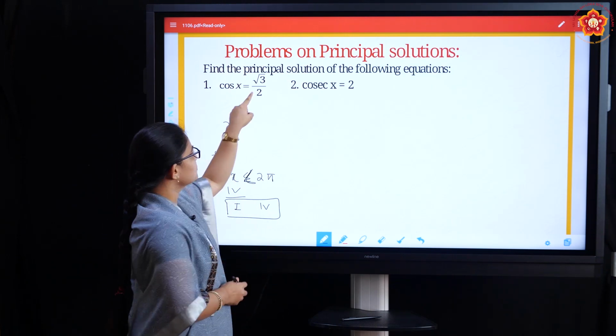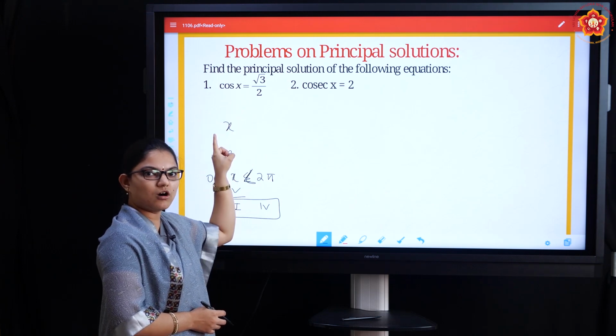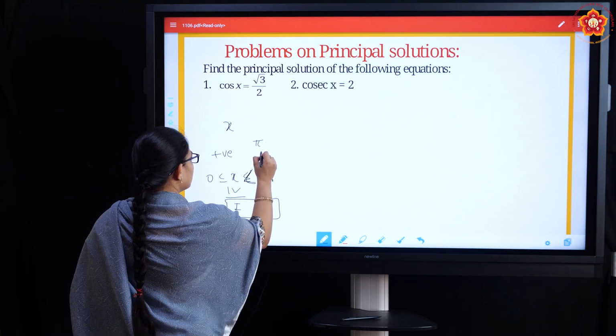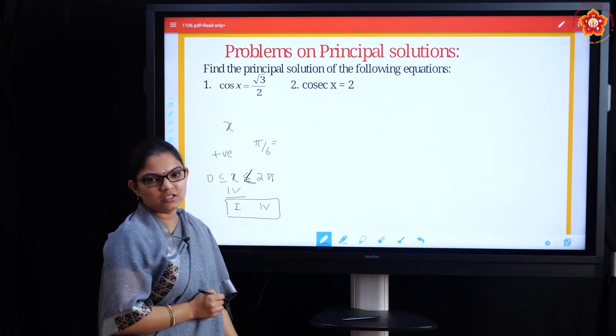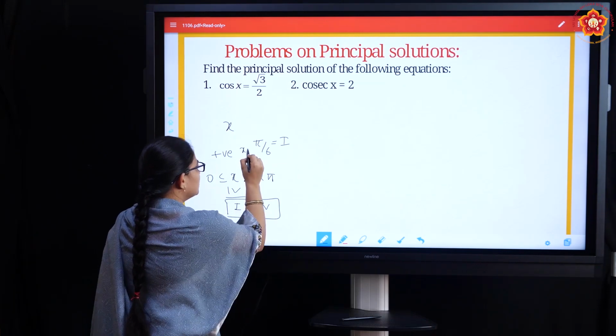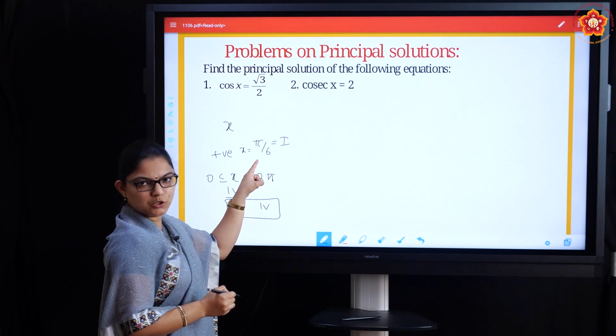And where does it give root 3 by 2? So that is cos 30, that is cos pi by 6 is nothing but root 3 by 2. So therefore pi by 6 is one of the angles in the first quadrant, that is x is equal to pi by 6 is one of the solutions.